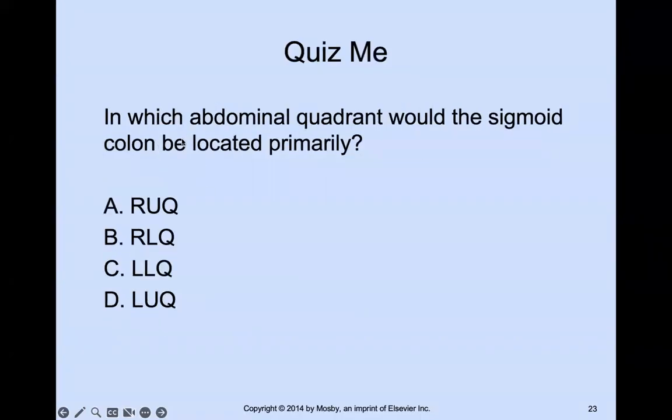Okay. In which abdominal quadrant would the sigmoid colon be primarily located? The sigmoid colon. So remember, the sigmoid colon is at the very end. So we know that the large intestine starts on the right side, and if it ends on the left side, so we know it's somewhere on the left. So it is going to be the left lower quadrant. Very good. And the cecum is located in the right lower quadrant.